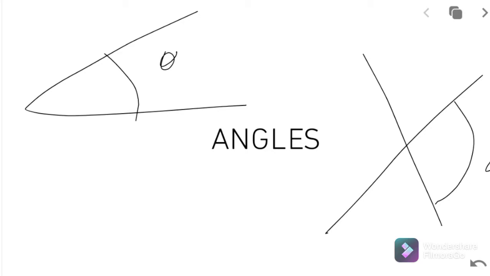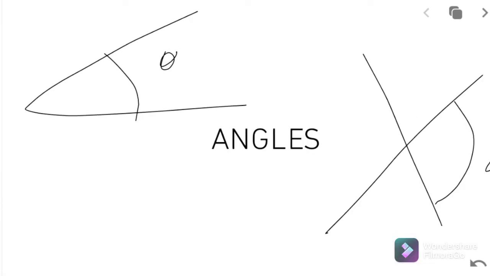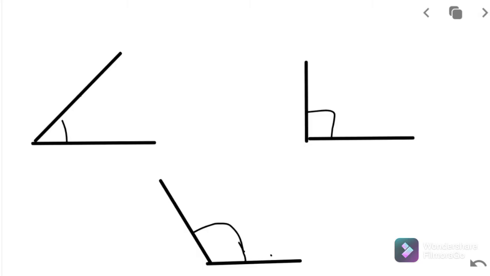Now, when you start to learn about angles, you know there are 5 basic angles. I drew 3 of them here. First of all, we have what we call the acute angle. The acute angle is an angle that is greater than 0, but less than 90 degrees.